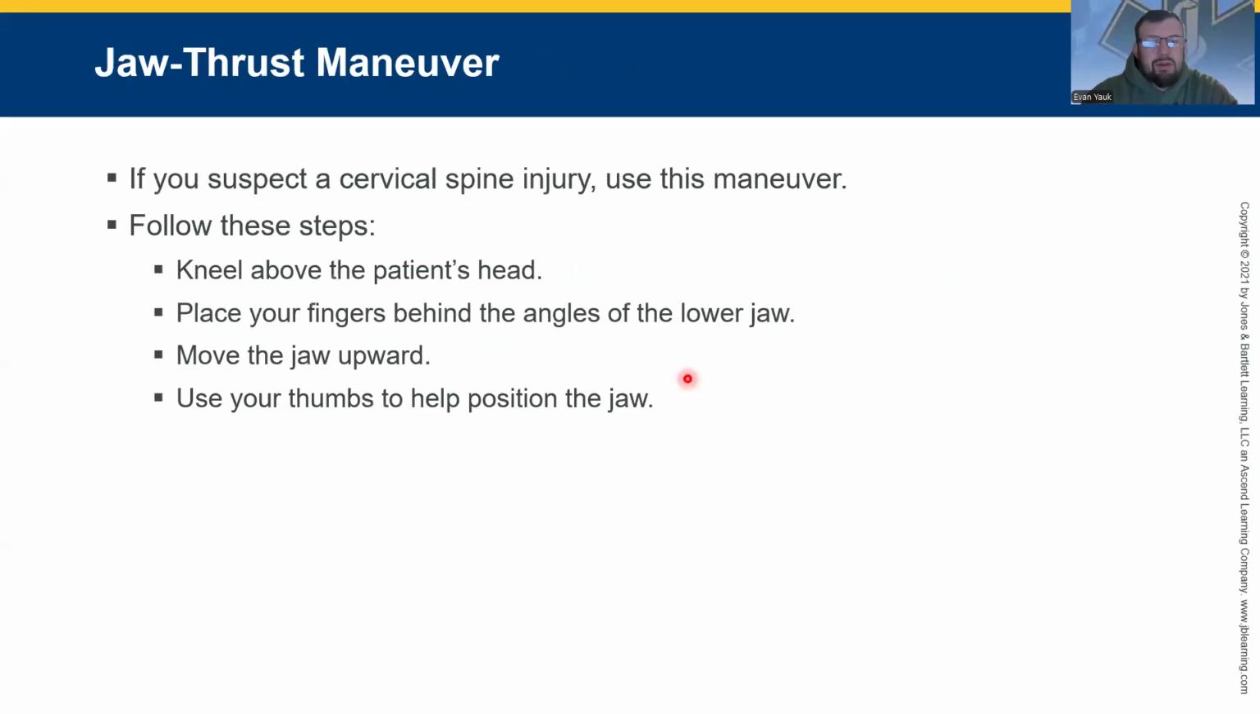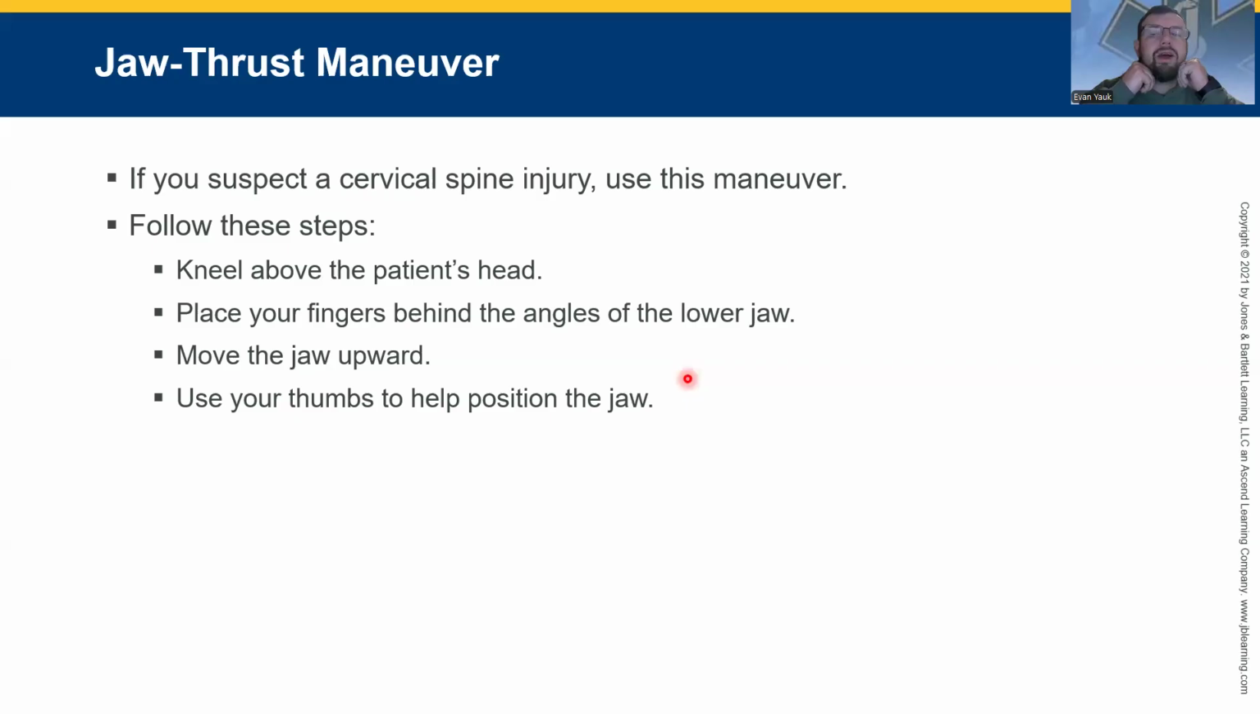So the jaw thrust maneuver, this is when you suspect a cervical spine injury. This maneuver is so we can open that airway. We move that tongue without moving the neck or the spine, where with head tilt chin lift, we're actually moving the neck. With jaw thrust, we are manipulating the muscles without moving the neck, so we can still pull that tongue up. Kneel above the patient's head. Place your fingers behind the angle of the jaw. Move the jaw forward. Use your thumbs to help position the jaw.